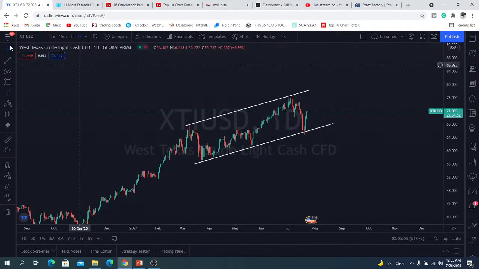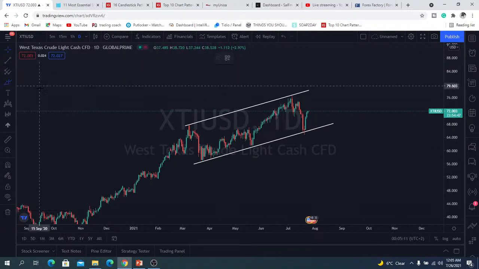So this is XTI USD. How many of you are trading XTI USD? Let me see if you do. Oh, Rory-san, you are hooked on XTI USD. That's good.